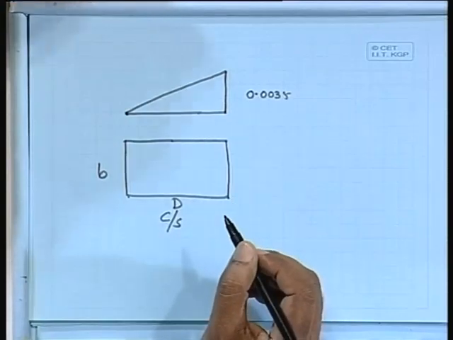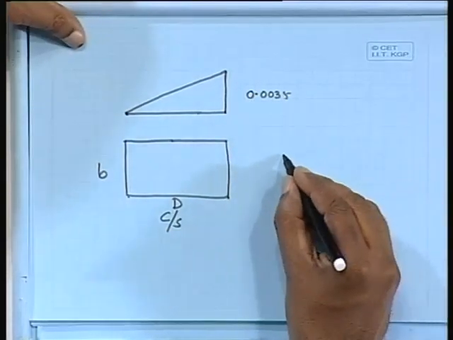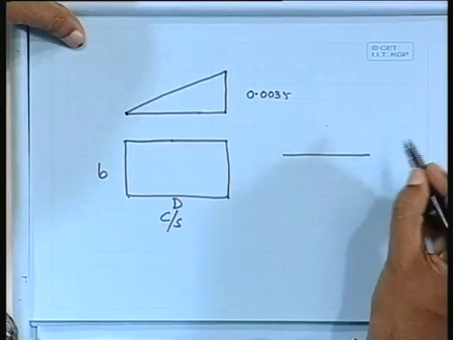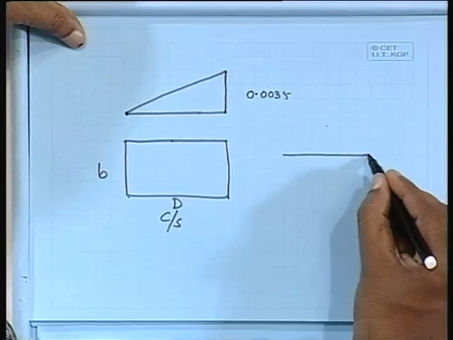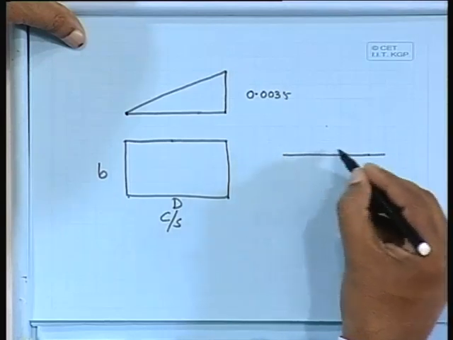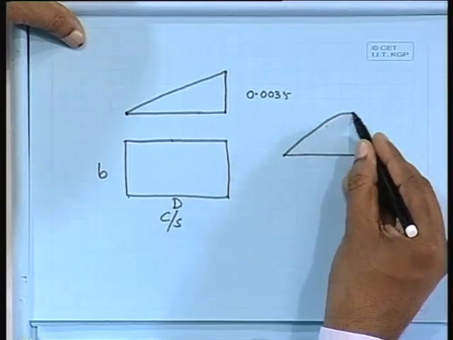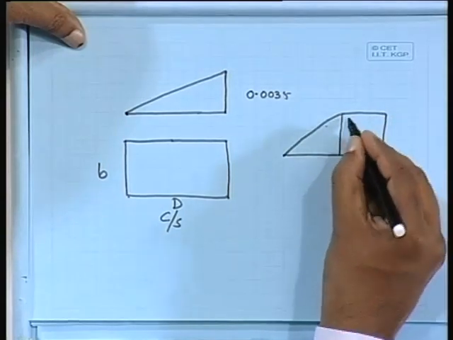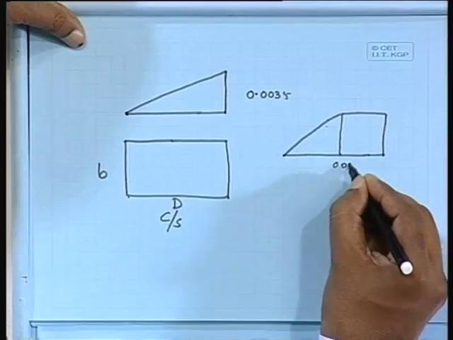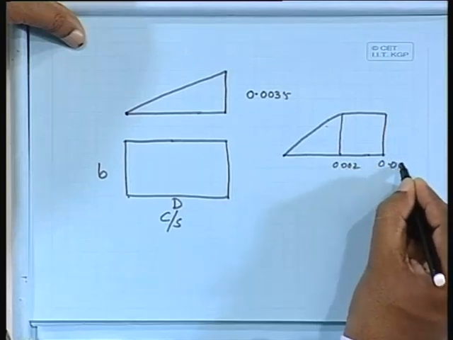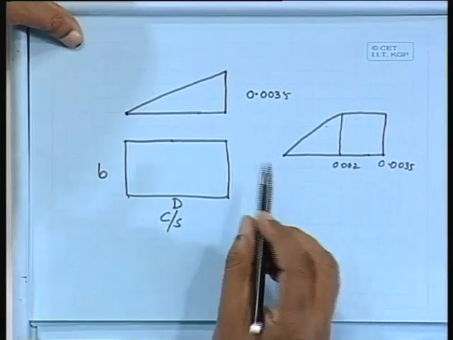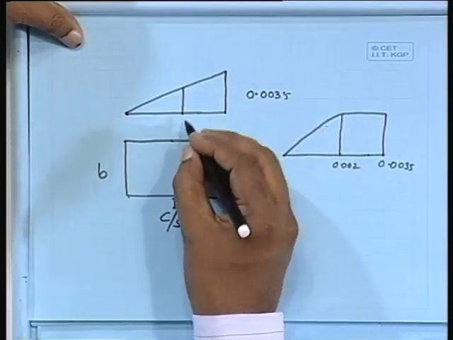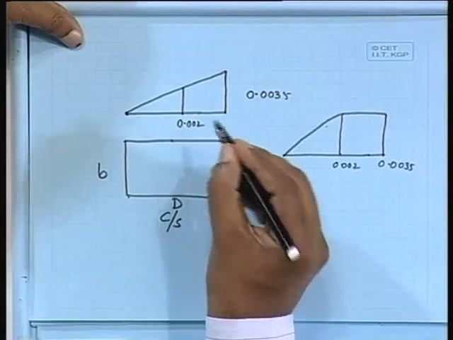Where will be then your 0.002? 0.002 will be somewhere, say here. So, 0.002, from there we are getting that, and 0.0035. We can get somewhere here the 0.002 strain.